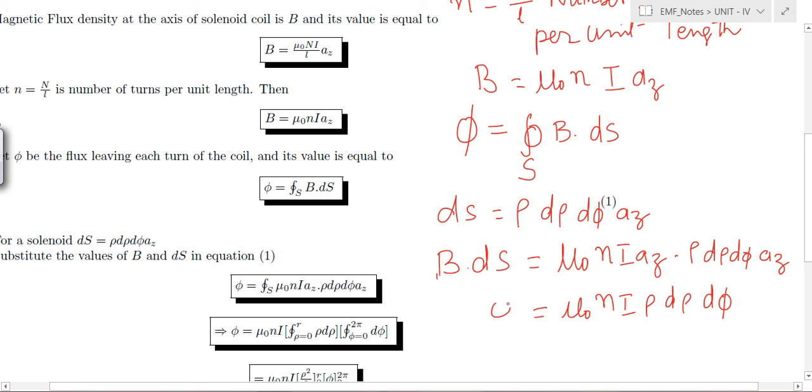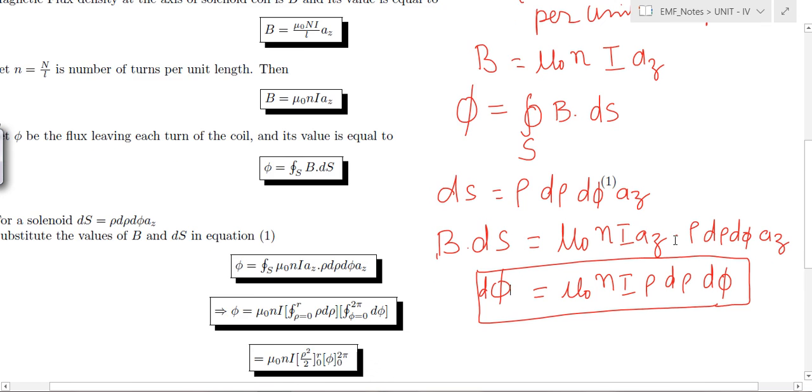So this is the value of the flux that links with each turn of the coil. But this is the differential, sorry, it is not the flux, it is the differential flux that links with each turn of the coil.